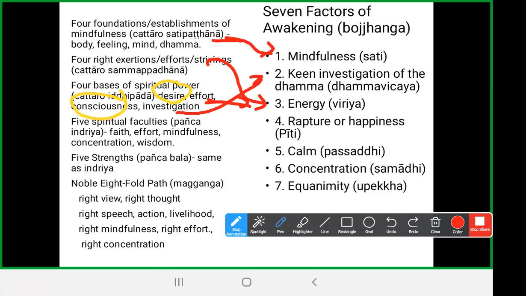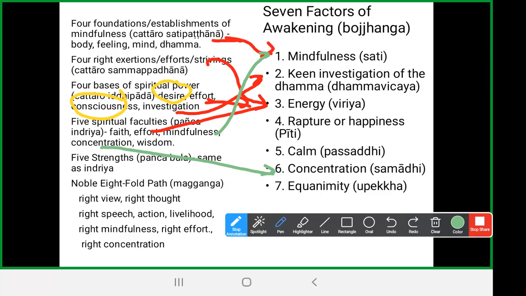Okay, now the five faculties, all right? Faith. Is it here? No, right? Okay, effort. Energy. Okay, effort is energy. Mindfulness. Mindfulness is okay. Sati. Concentration. Concentration is samadhi. Okay. Wisdom. Equanimity. Upekkha. Wisdom.